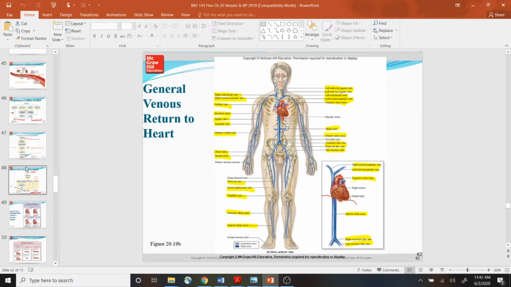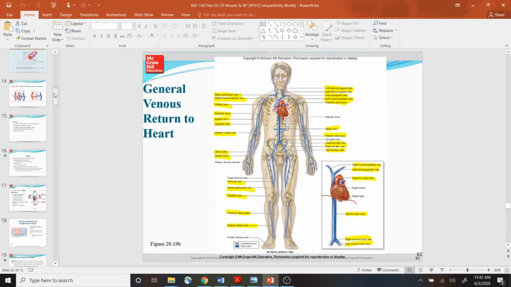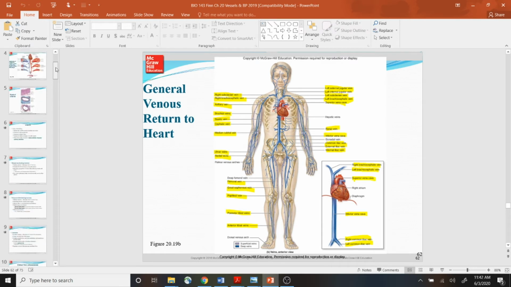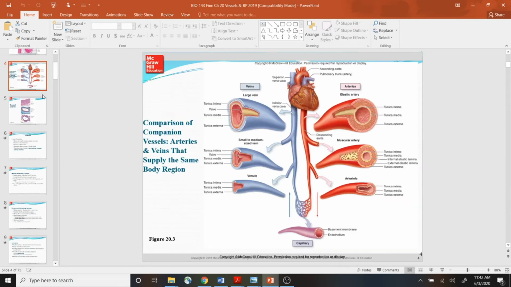Now, in the figure that we started with at the beginning of chapter 20, if you were to look at arteries and veins in the same region, obviously you could name them the same, brachial, radial, etc. But they're still going to have different characteristics in terms of where they're sending blood, how they're built, what their job is, right?